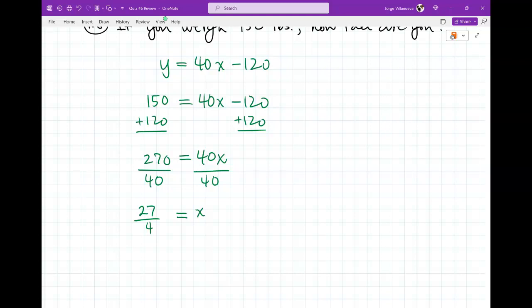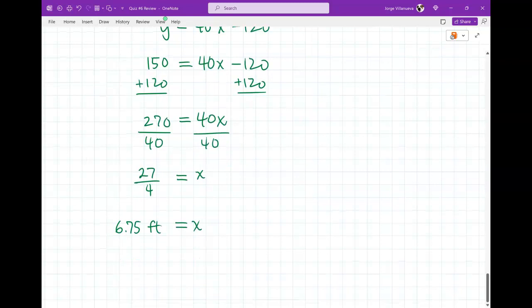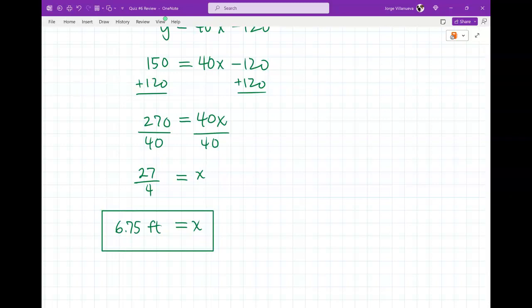That does not divide evenly. So what is that? It's 6. 6 would give me 24, and 3/4 more. So 6.75 feet. You guys will have a calculator, so don't worry. And this is what you guys have on your quiz.